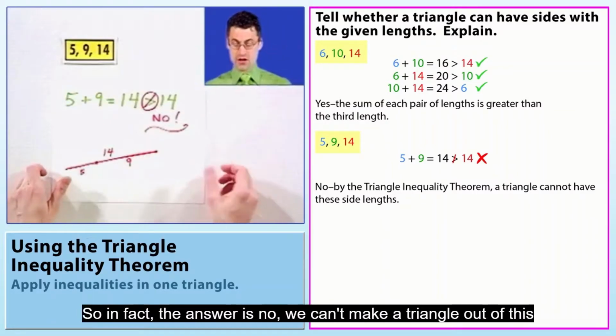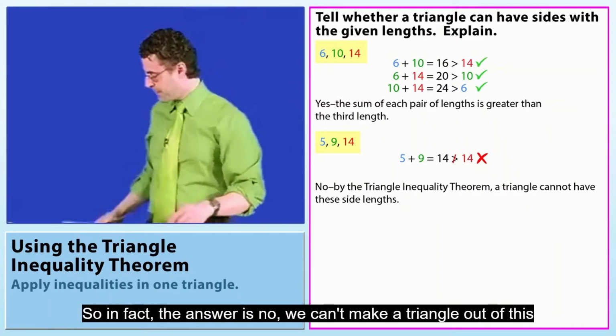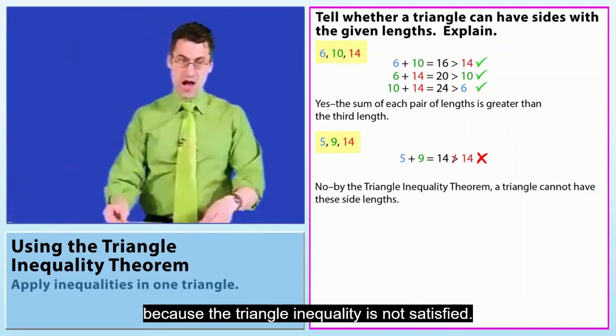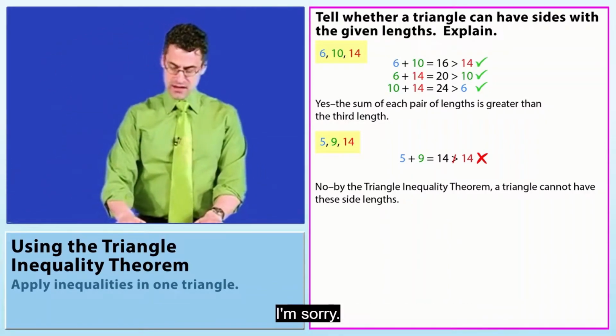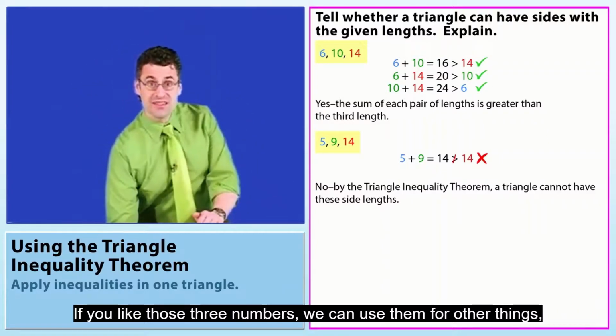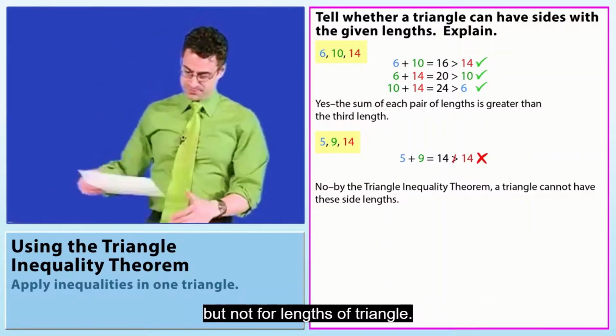So in fact, the answer is no, we can't make a triangle out of this because the triangle inequality is not satisfied. I'm sorry, if you like those three numbers, we can use them for other things, but not for the lengths of the triangle.